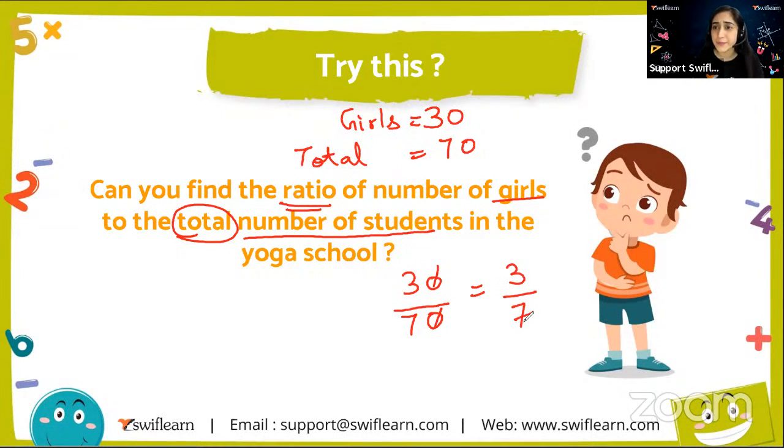Is that the answer? Is this the answer? 3 by 7? No. Yes, you're right. It is not the answer. We have still not written it in the form of a ratio. We have solved it. We are close to it, right? So how do we write a ratio? A number, colon, another number, right? So it's 3 is to 7. So the ratio is 3 is to 7.